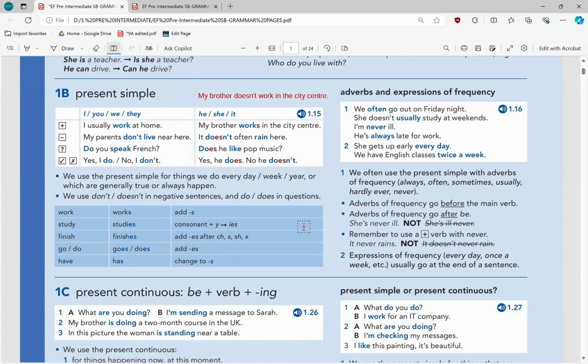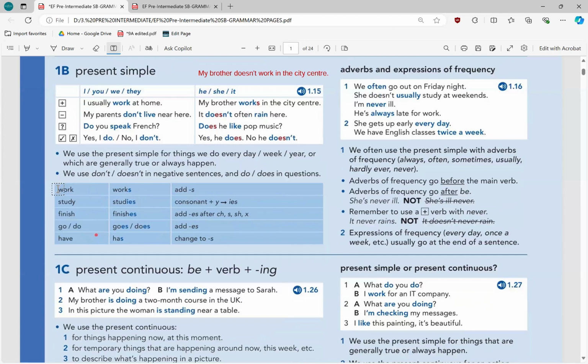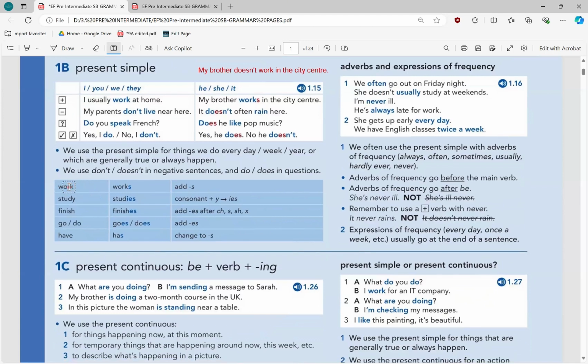Okay, so that's done. Now, this table is about spelling. When we use he, she, it, as I said, the verb takes s or es. Here there are some small rules. For example, verbs like work, sleep, or play, we just add s, like he works, he plays, he sleeps. There are some verbs that end with y, like study, for example, or we can also say tidy.